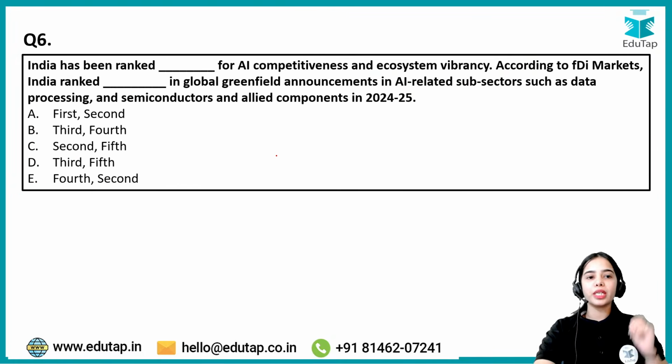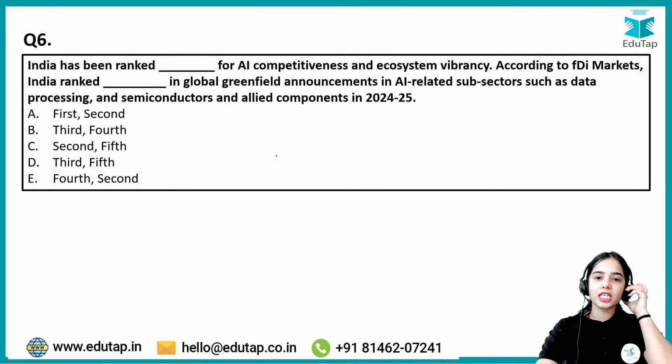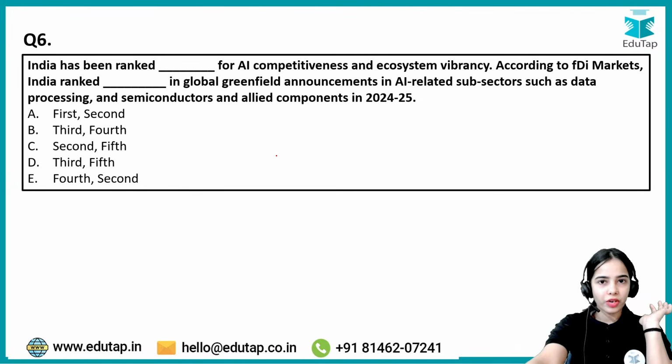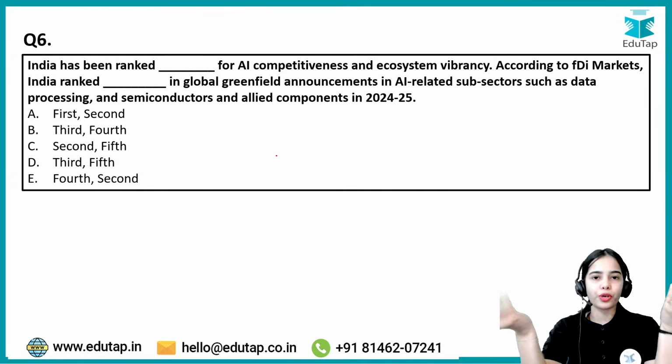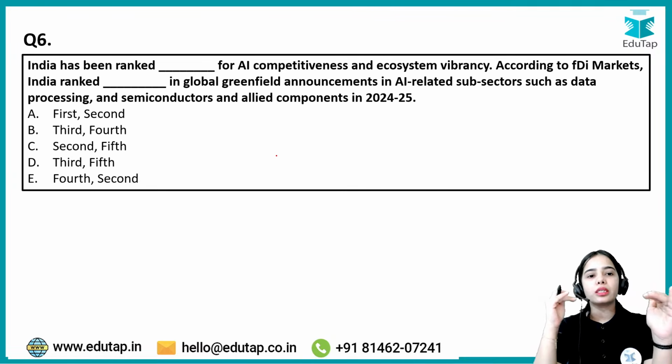Chalo. Coming to the next question, India has been ranked dash for AI competitiveness and ecosystem vibrancy. I have told you that AI is very important, and in the RBI Annual Report, the rankings were provided. So India has been ranked dash.